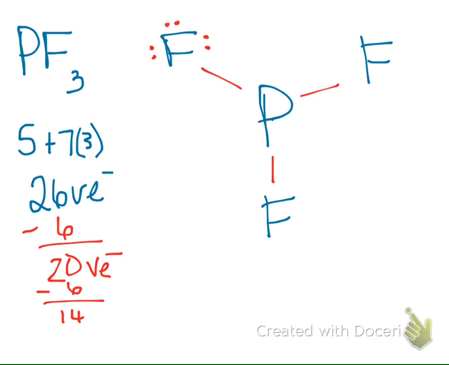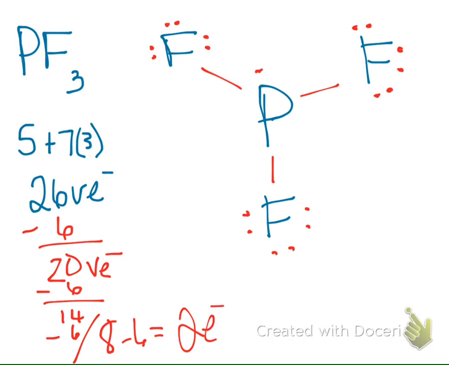Put them where? Next fluorine. So we'll go 1, 2, 3, 4, 5, 6. We use 6 there. We have 8 left. We'll go to our last fluorine, do the same thing. 3, 4, 5, 6. We take away 6. We still have 2 electrons left to put somewhere.